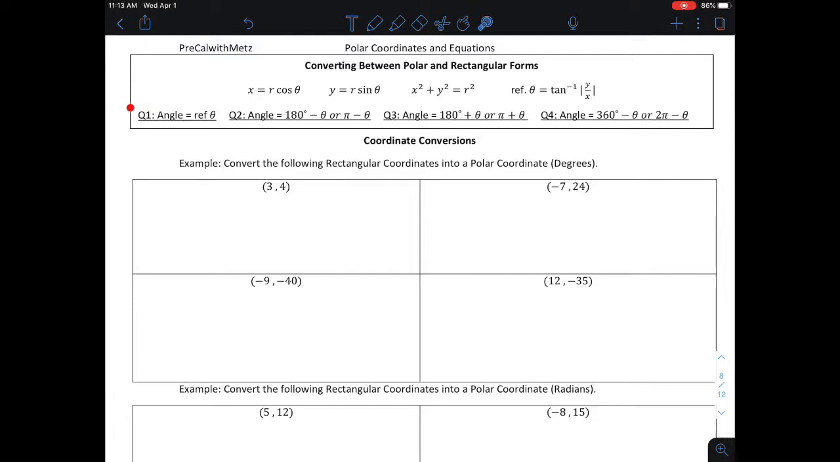If I am given a point that lies in quadrant 1, whatever I get for theta when I do inverse tangent is my answer, because all reference angles lie in quadrant 1. If my point is in quadrant 2, in degrees the angle will be 180 degrees minus theta, or in radians, pi minus the reference angle theta. Quadrant 3 would be 180 plus theta in degrees, or pi plus theta in radians. Finally in quadrant 4, I would do 360 minus my reference angle, or in radians, 2 pi minus theta. We're going to do a couple of examples for each one.